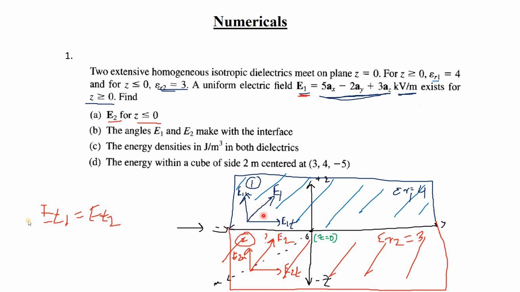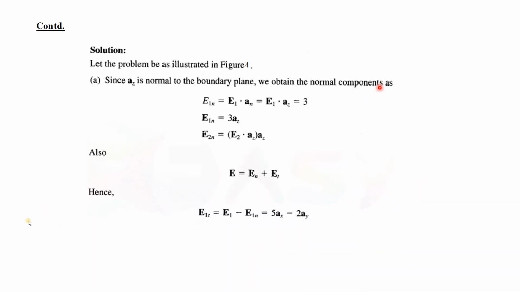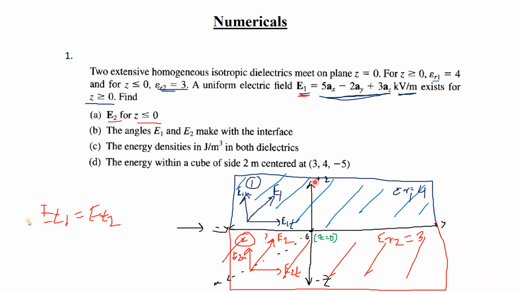First of all, concentrate on this particular vector E. E has two components, tangential and normal. You can see the tangential is along the y-axis and the normal is along the z-axis. Since unit vector z is normal to the boundary, the z-axis is normal to the boundary, so the normal component is along the z-axis.